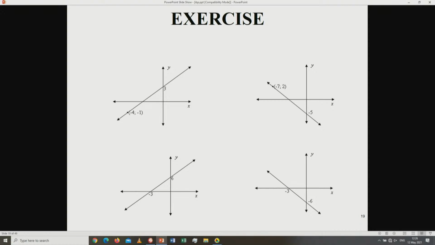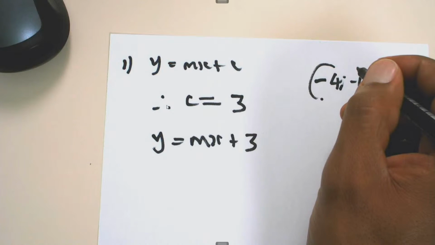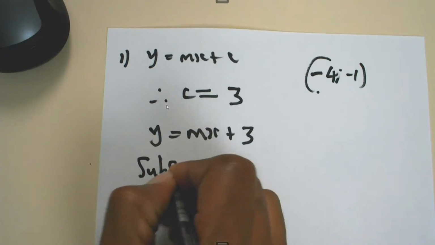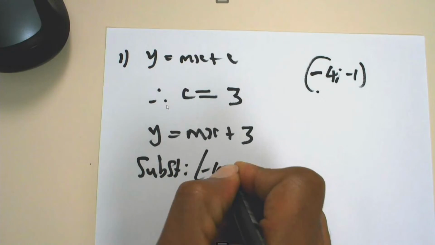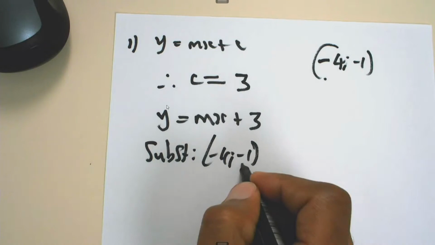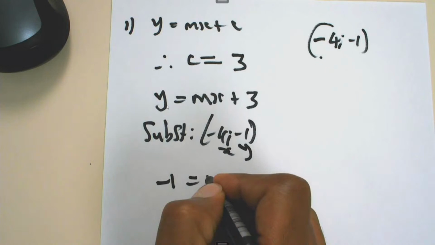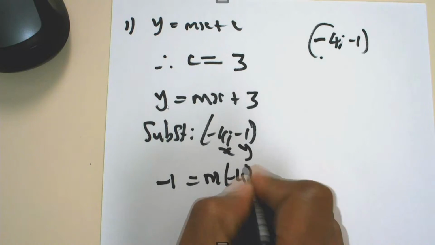Okay, we have y is equals to mx plus c. Because of that point, x is minus 4, y is minus 1. Yes, these are the coordinates of the point on the straight line. Therefore, we substitute in that point. Substitute in the point minus 4, minus 1. Then this is y, this is x. So for y, the minus 1 is equals to m into minus 4 plus 3.